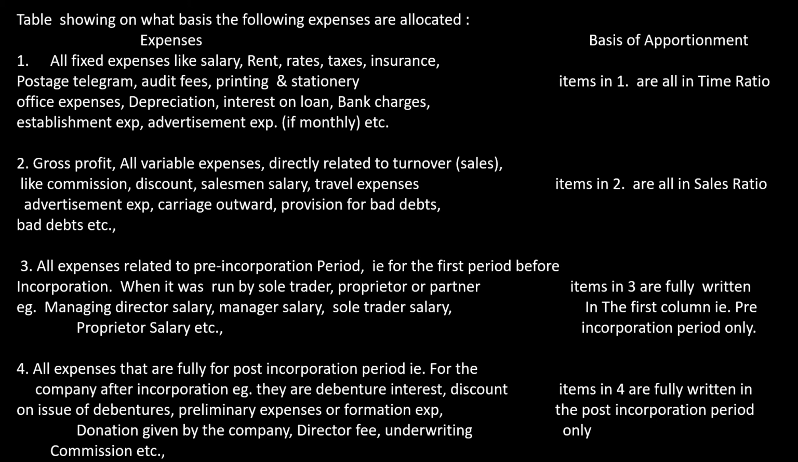If advertisement expense is given and nothing is mentioned within brackets, in that case you will divide that in sales ratio. And then carriage outward, provision for bad debts, etc. So all these expenses that are related to sales will be divided in sales ratio.